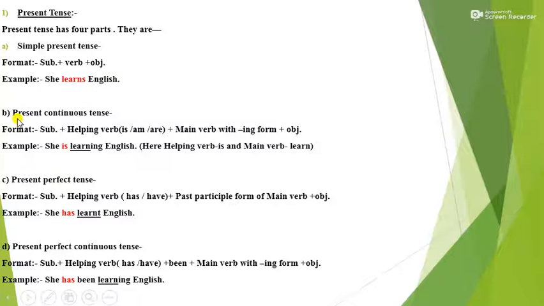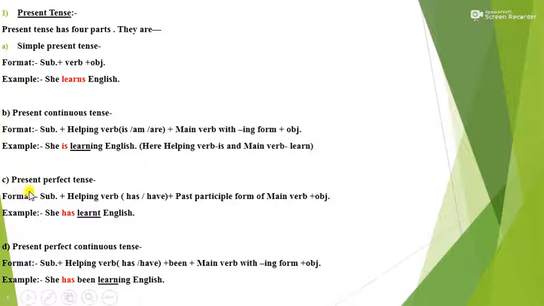Number B, second division or second part, present continuous tense. Format: subject plus helping verb. Which are the helping verbs in the present continuous tense? Is, am and are. Plus main verb with ing form plus object. Example: She is learning English. Children, here the helping verb is "is", as I have written in the format, and the main verb is learn, and with ing form it becomes learning.